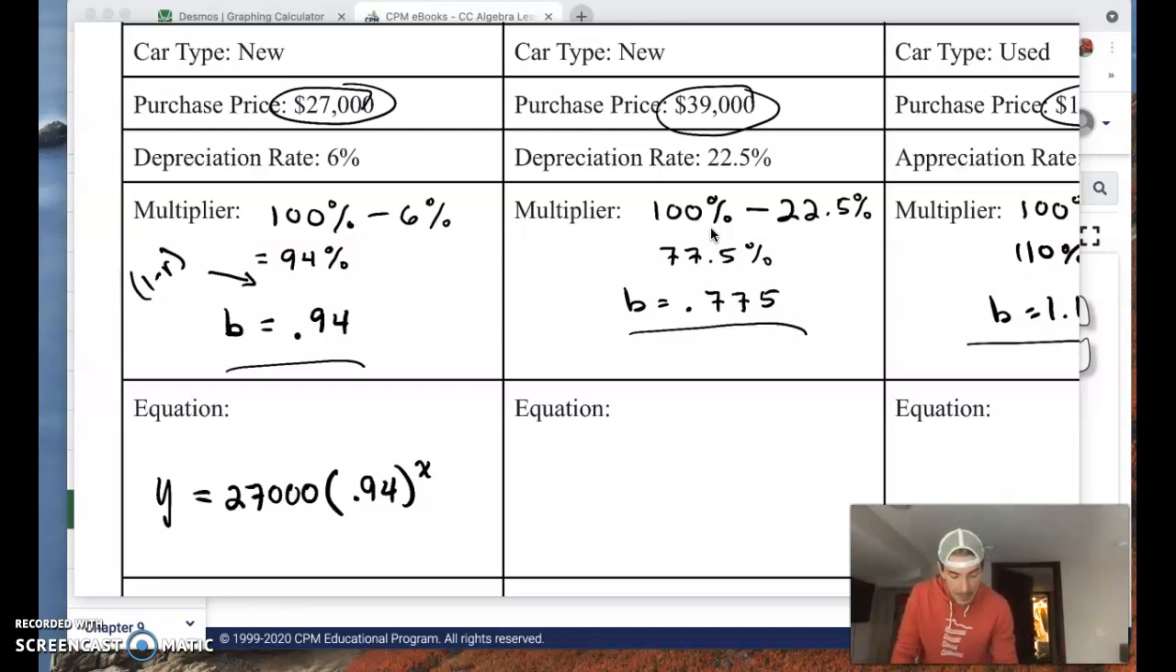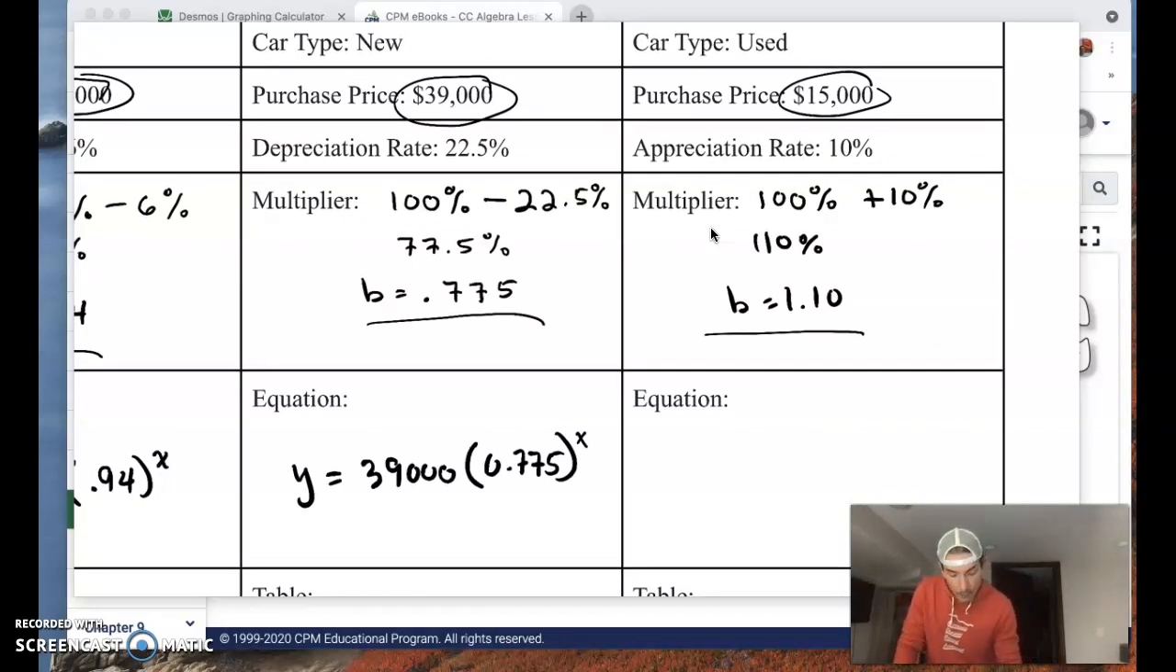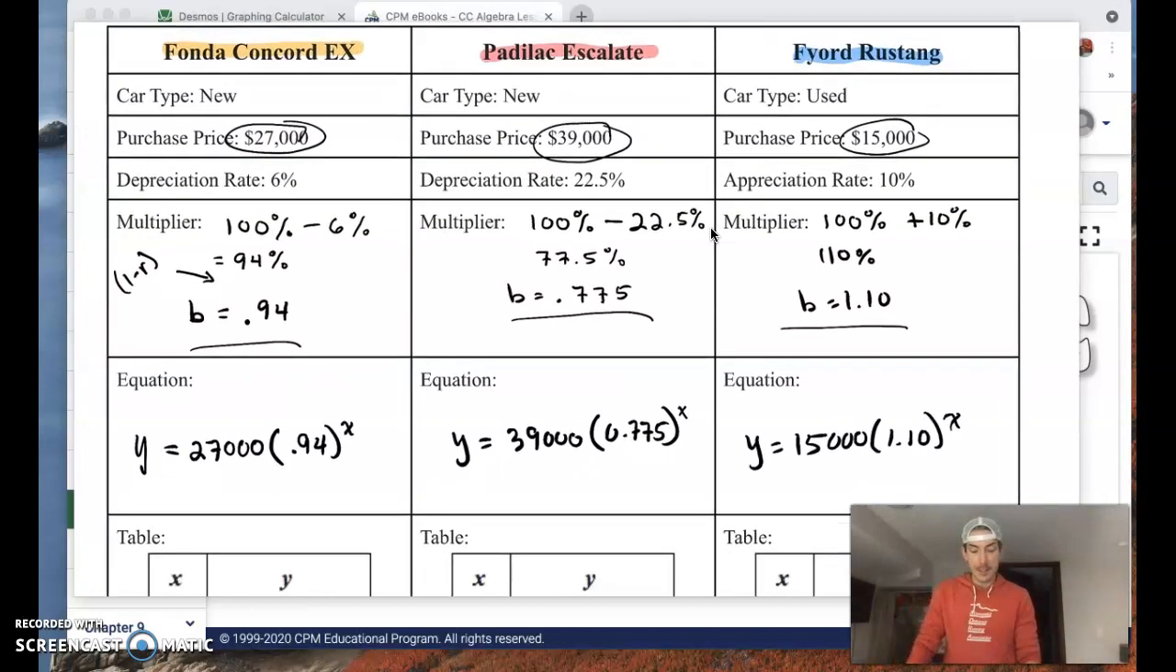I'm going to do the exact same thing here for the Escalate. Start value, purchase price, $39,000. Okay, times the growth rate. Put a 0 in this one, I don't know why. Oops, to the x power. All right, you don't need to include that leading 0 prior to the decimal. And lastly, the Fjord Rustang. Y equals that start value times that growth rate to the x power. So there you go, folks. We've got all three of these things done.